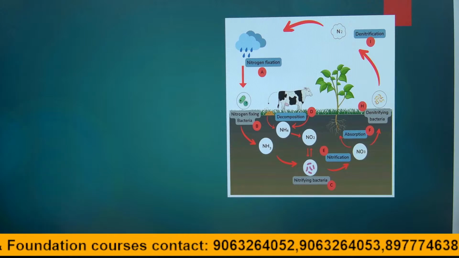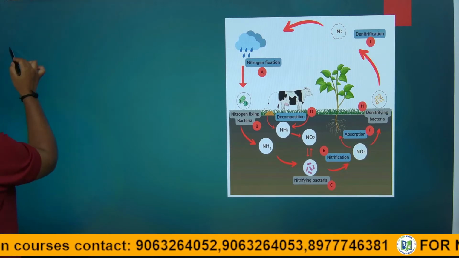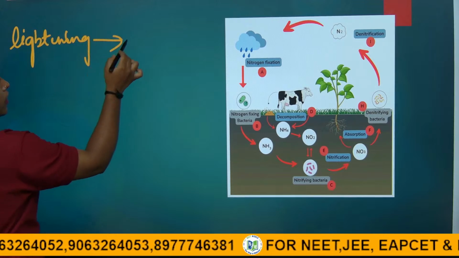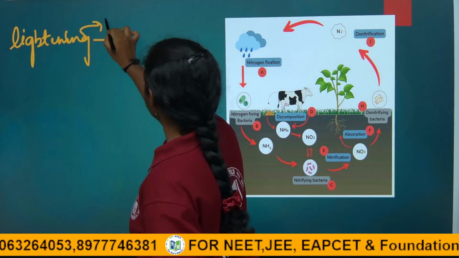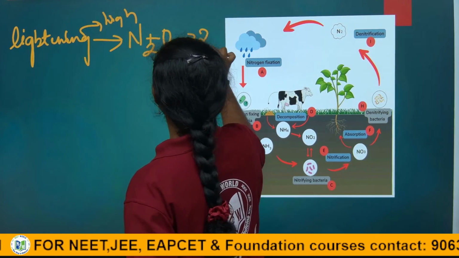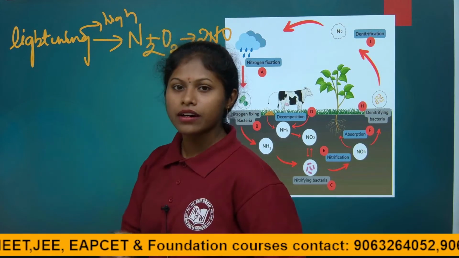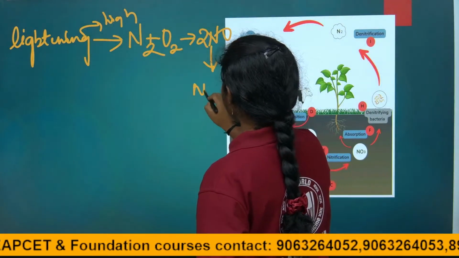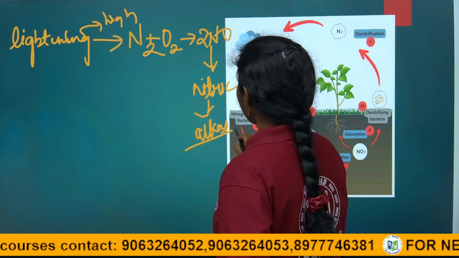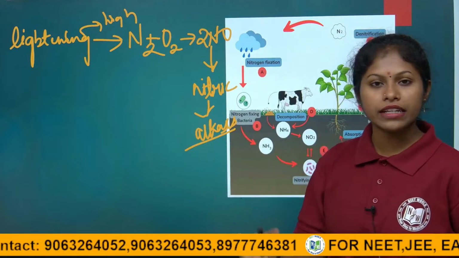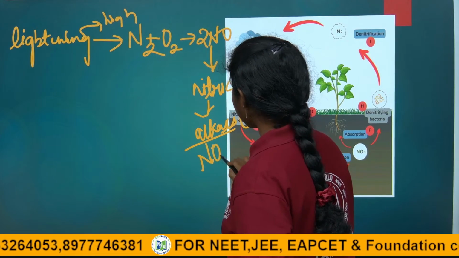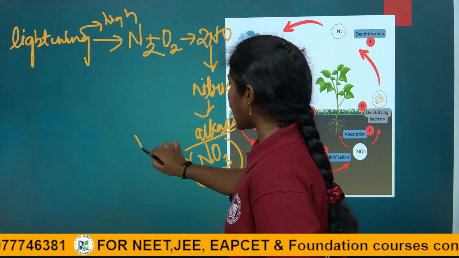In biological fixation, plants are involved. In the lightning process, the high temperature of lightning makes the atmospheric nitrogen combine with oxygen and produce nitric oxides. These nitric oxides, when dissolved in rainwater, form dilute nitric acid. When this dilute nitric acid falls on alkalis, substances that react with acids to form salts, like limestone, it releases nitrates. This is the form in which plants can absorb nitrogen.